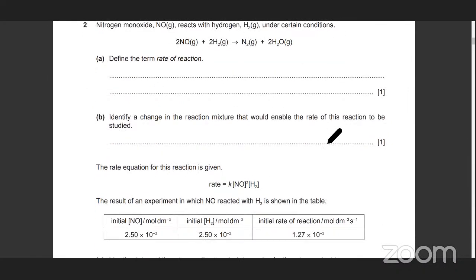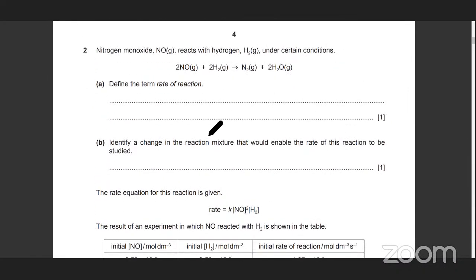अच्छा फिर next one, define the term rate of reaction. How do you define the term rate of reaction? It's the change of concentration with respect to time. ठीक है, that is rate of reaction. And it could be the change of concentration of a reactant or a product with respect to time. Identify a change in the reaction mixture that would enable the rate of this reaction to be studied. तो वो खैर concentration इधर हम we can write the concentration.